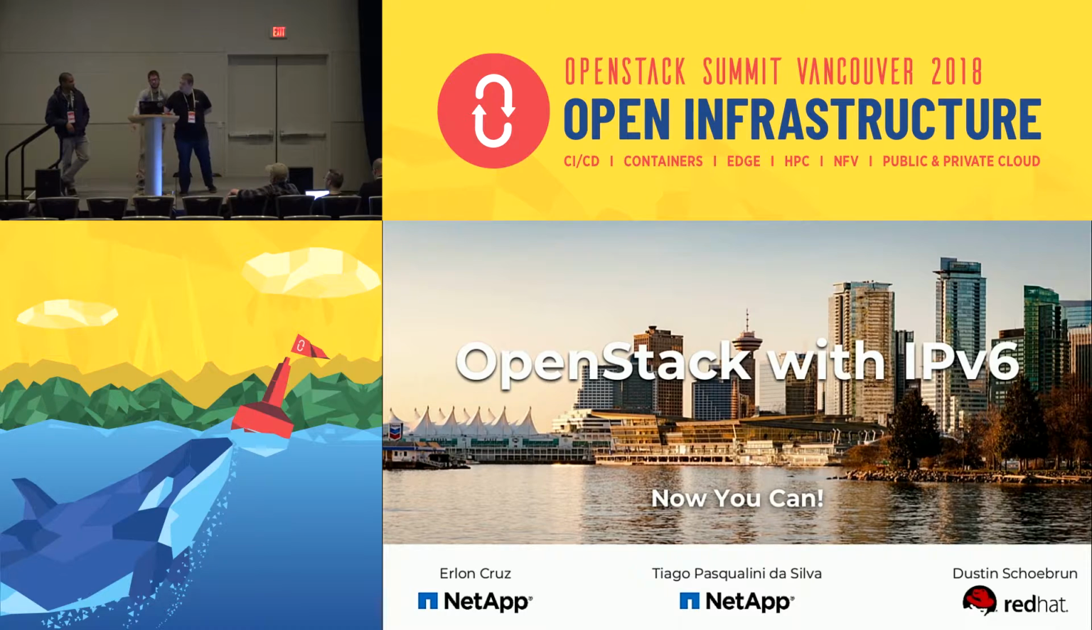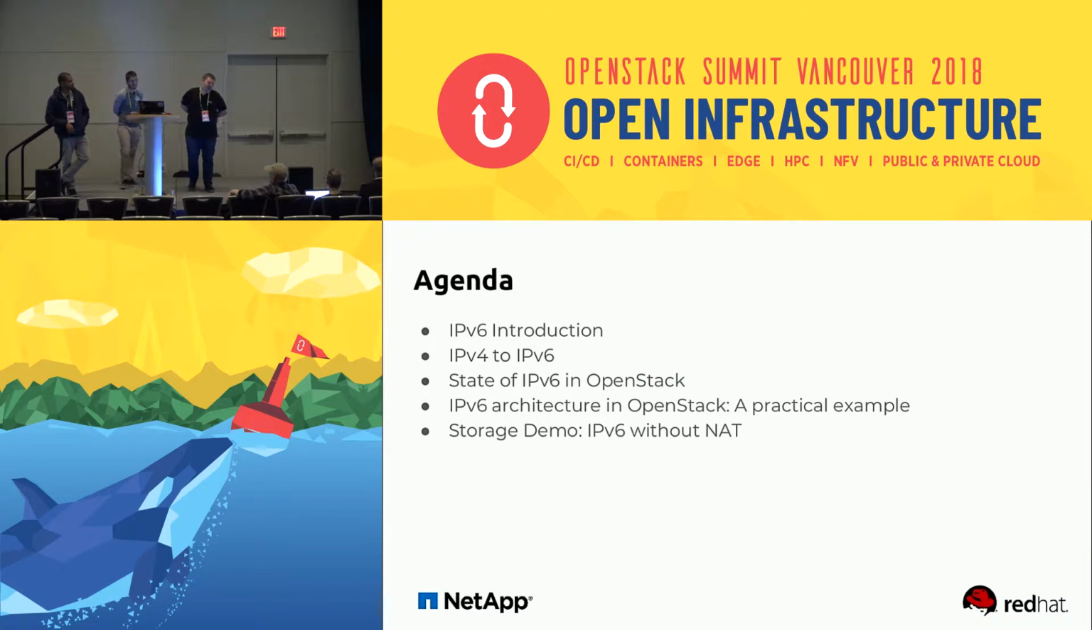All right. Let's get started here. So this is what we're going to cover today. We're going to do a brief introduction about what IPv6 is, how it compares and contrasts to IPv4. What is IPv6 in OpenStack? What is its state? How to use it with a practical example in OpenStack, and we're going to use a storage demo with Manila to show IPv6 without natting.